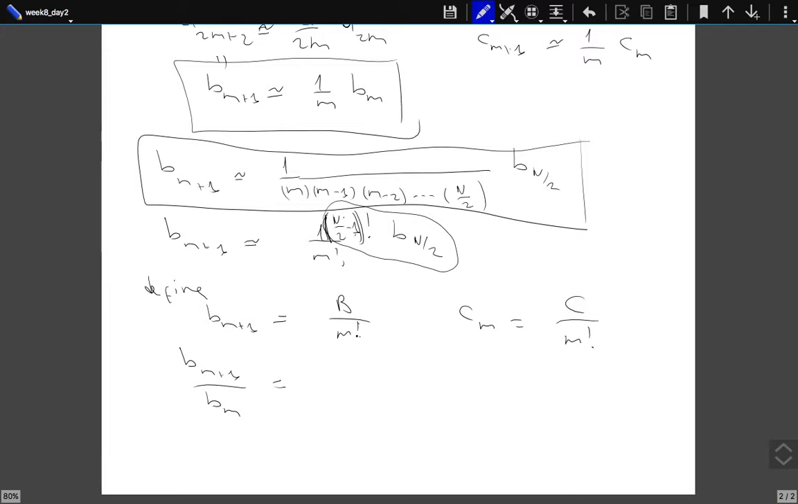You see, b_{m+1}, I define it as b over m factorial. So if instead of m, I just put m minus 1, I will get b_m. So this is b over m minus 1 factorial. The b's cancel. This is m minus 1 factorial divided by m factorial. This is m minus 1 factorial divided by m times m minus 1 factorial. These cancel. This is 1 over m. So I recover my recursion relation. This is a solution of my recursion relation.